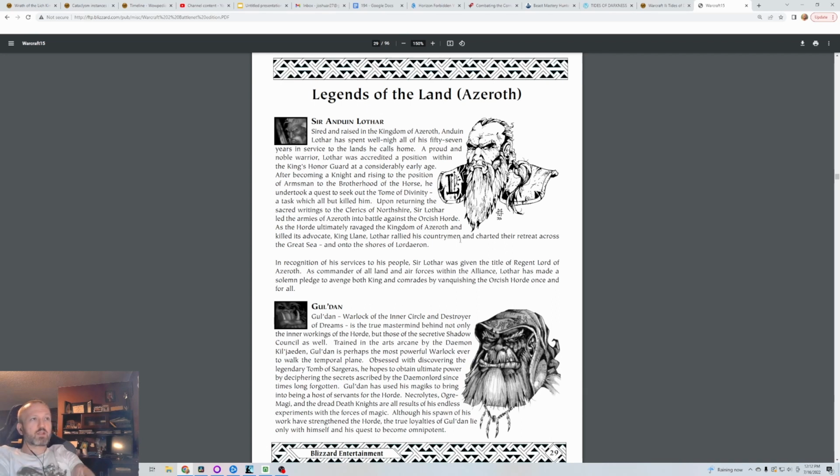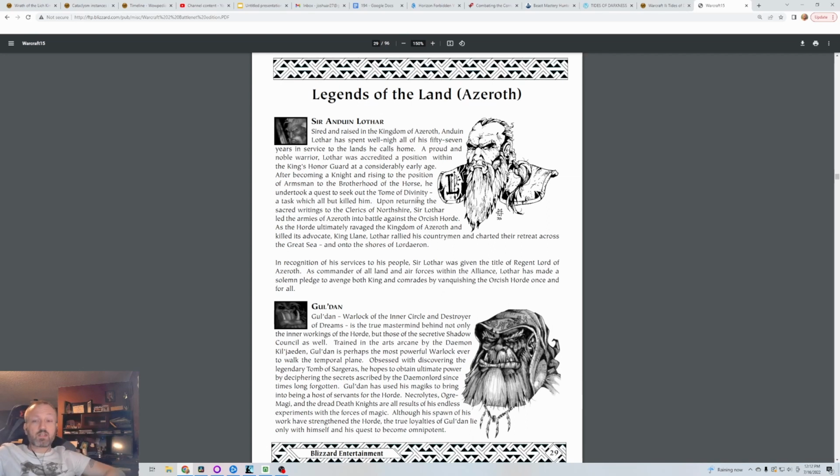Sir Anduin Lothar. He was sired and raised in the kingdom of Azeroth. He's 57 years old. He was given a position within the king's honor guard at an early age. Became a knight, armsman to the Brotherhood of the Horse, which is our knights that we will use. And actually, we had knights in the last game as well.